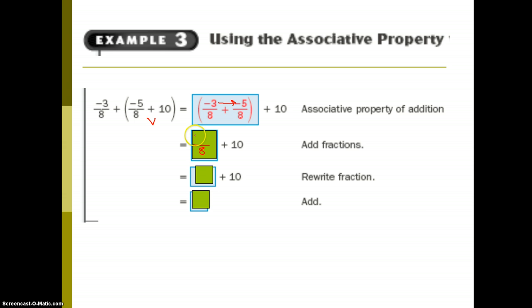Well, 5 plus 3 is 8. They're both negative, so it's -8. Simplify that. They're the same number, so it's 1. Different signs, so it's -1. Now add 10, which is subtracting, and you get 9. See how that made it a little bit easier? Otherwise, you're going to have to find a common denominator between 8 and the 1 that's underneath the whole number 10. And that's just going to be more work.